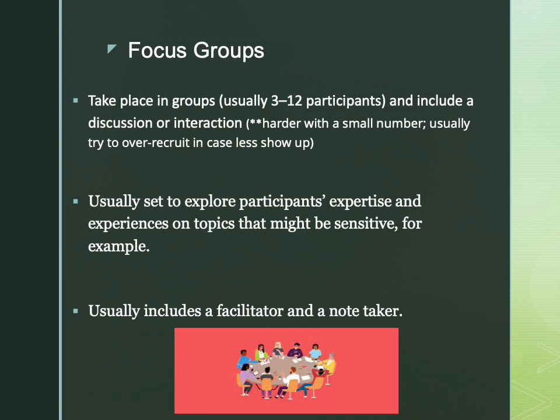Always over-recruit, because fewer people show up in the end, that's for sure. So if you are aiming for 12, recruit 15 or more. If you're aiming for 8, recruit around 10 or 11, because a lot of people don't show up last minute and you don't want to end up with 3.